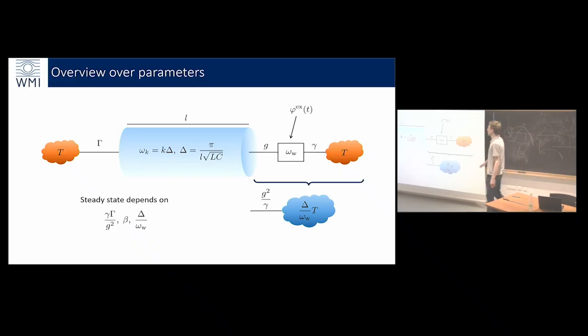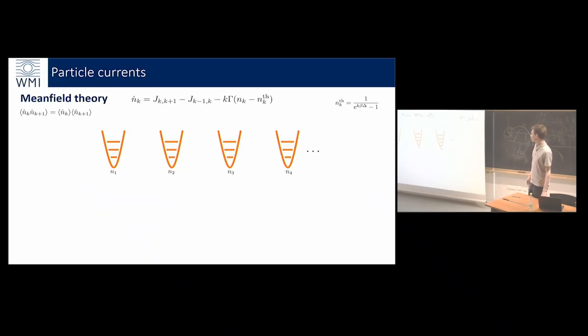And if we look now at the steady state of the waveguide, those are the three parameters which will play a role: the ratio between the two coupling strengths, the temperature, and the fraction which defines this lower temperature. Now I will come to the results. We use a mean field theory to solve the master equation numerically, which basically amounts to neglecting correlations between the occupancies of all the K modes.